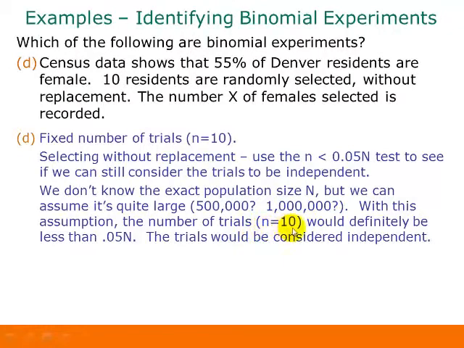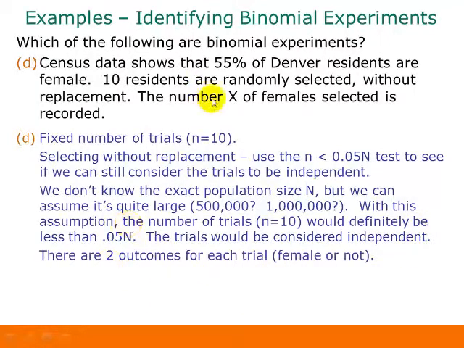And our number of trials is only 10, so this would definitely be less than 5% of our population size. So we don't have an actual number that we can put in for the population size, but we can make an assumption, and with this small sample size, we would know that the sample size would be less than 0.05 times that population size. So here we could consider the trials to be independent, so that requirement is met.